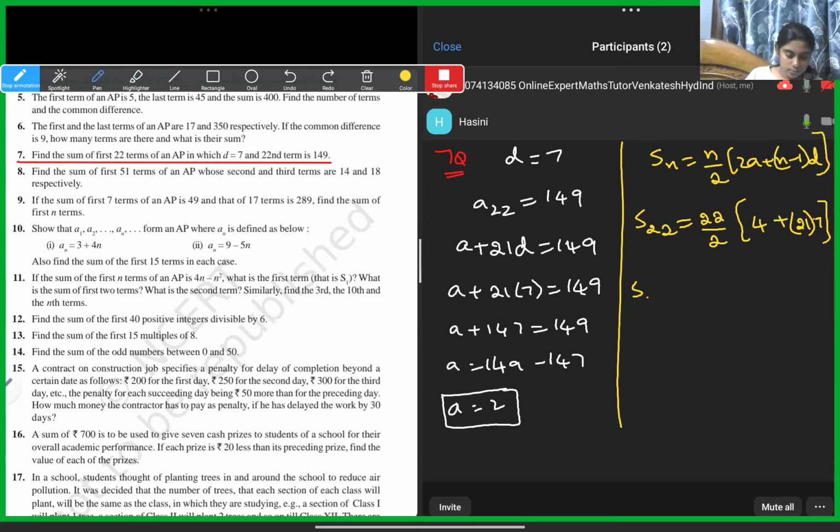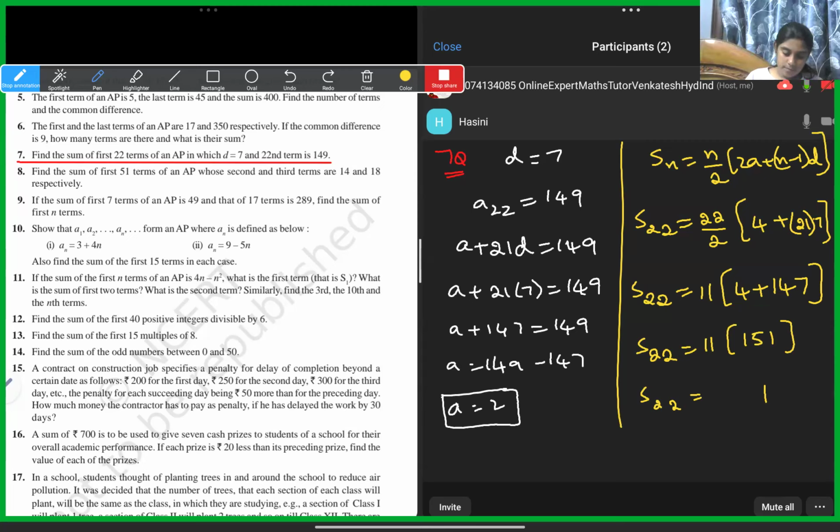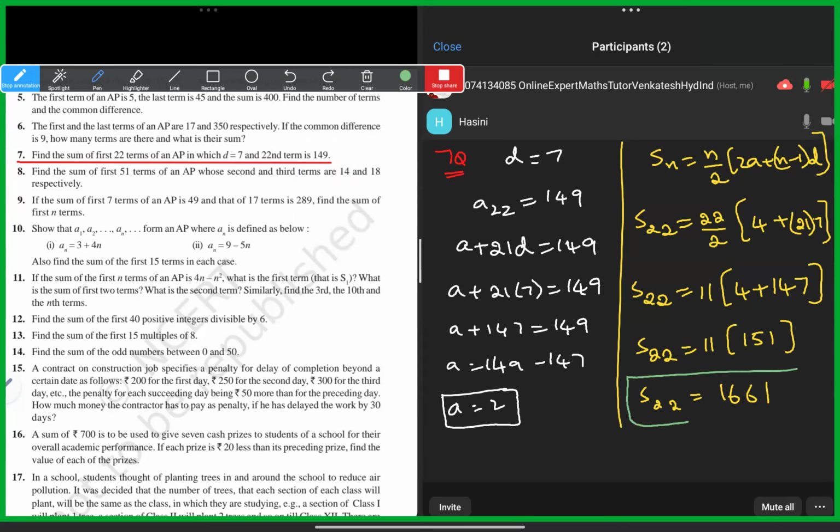So S22 is equal to 22 by 2, which is 11, into (4 plus 21 into 7). First we should do the multiplication, we cannot add 4 first, because multiplication comes first as per BODMAS. 21 into 7 is 147. So S22 is equal to 11 into (147 plus 4), which is 151. 11 into 151 is 1661. So Hasni, check the back answer; we are getting 1661. They're asking the sum of 22 terms, so the sum of 22 terms is 1661.